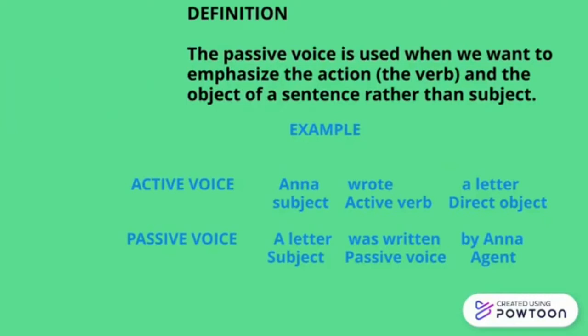For example, the active voice: Anna wrote a letter. Anna is the subject, wrote is the active verb, a letter is the direct object. And the example of the passive voice: a letter was written by Anna. A letter is the subject, was written is the passive verb, by Anna is the agent.